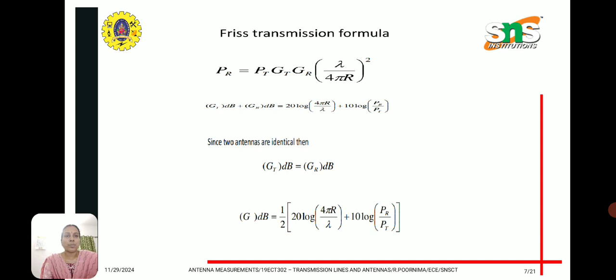Here the Friis transmission formula is used, where received power is equal to PT, the transmitting power, times the gain of the transmitting antenna and the gain of the receiving antenna, multiplied by lambda by 4 pi r whole squared. R is the distance between the transmitter and receiver and lambda is the wavelength. Here we can apply decibels. So G1 in decibels plus G2 in decibels is equal to 20 log of 4 pi r by lambda plus 10 log of P2 by P1. Since the two antennas are identical, GT is equal to GR.